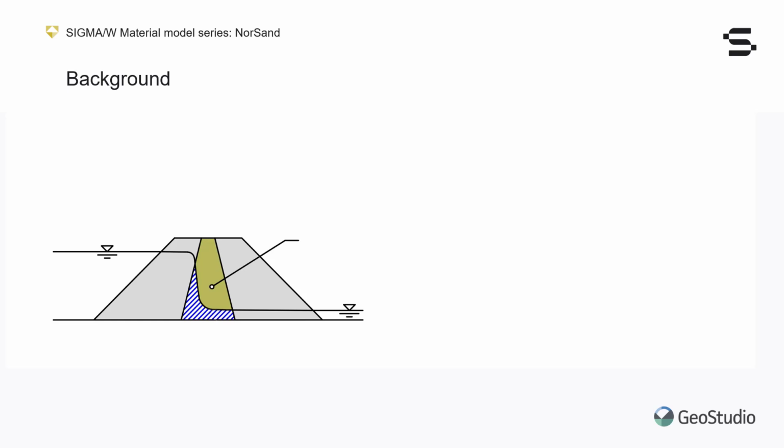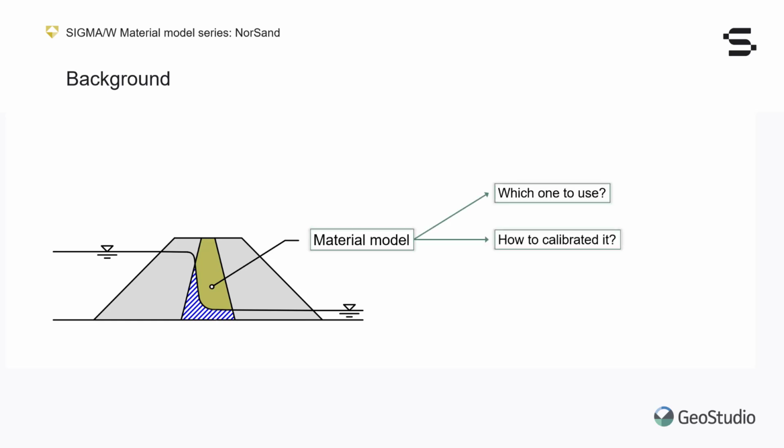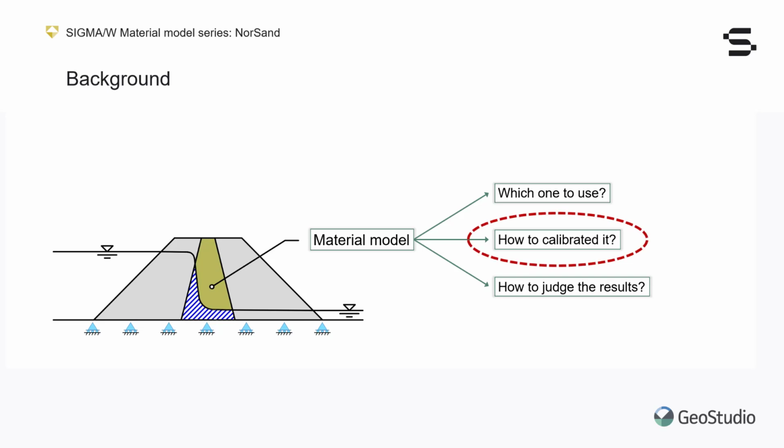The successful use of numerical tools generally comprises 6 steps which, broadly speaking, are: first, conceptualization of the physical system and expected response; second, selection of the relevant physics; third, parameterization of appropriate constitutive models; fourth, application of boundary conditions; fifth, solving the physics subject to the boundary conditions and constitutive laws; and sixth, verification of the results. Today's webinar focuses on step 3 of the modeling process. More specifically, we are going to explore how to parameterize the NorSand soil model in Sigma W.